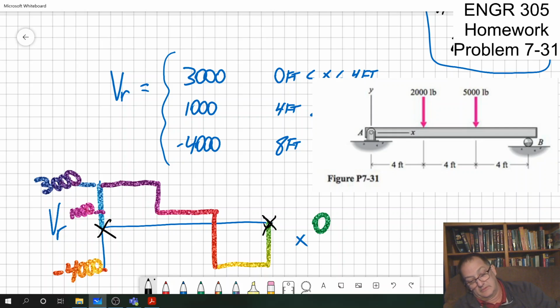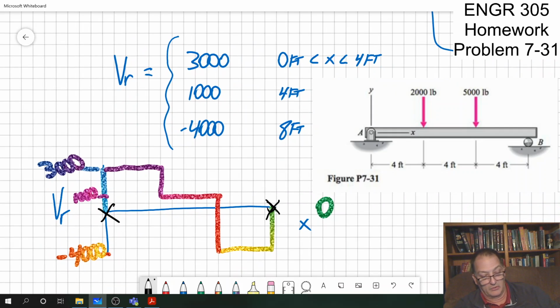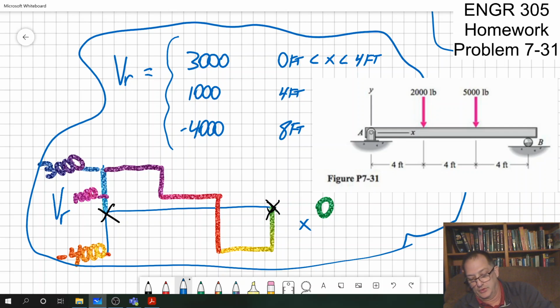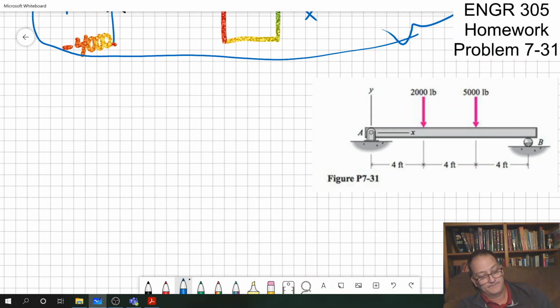And so this gives me a really good picture of what that answer is just for the shear. Now we need to go back and do that for the moment. All right? But I've got all my reaction forces, so I got to redraw my beam. Bummer. Beam looks like this.